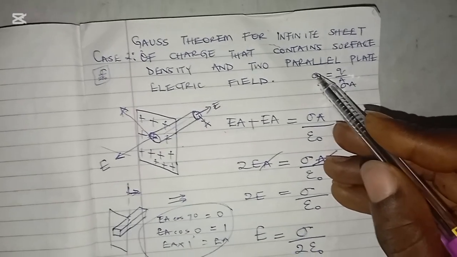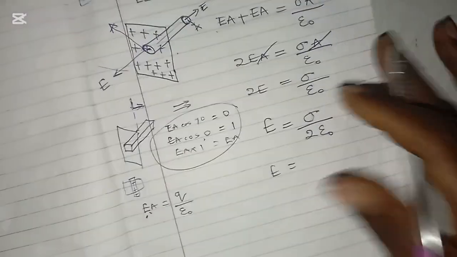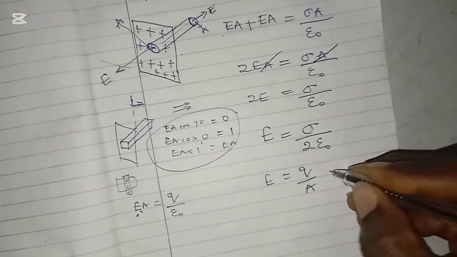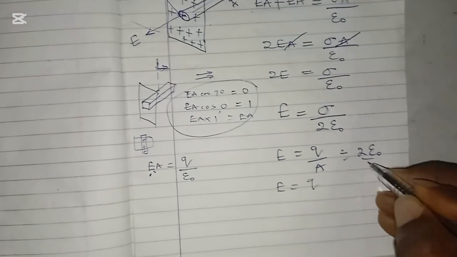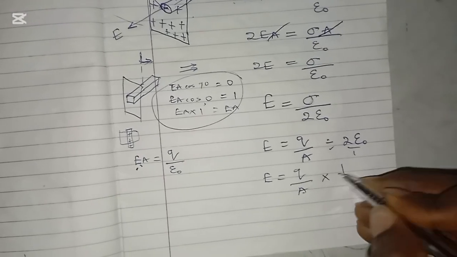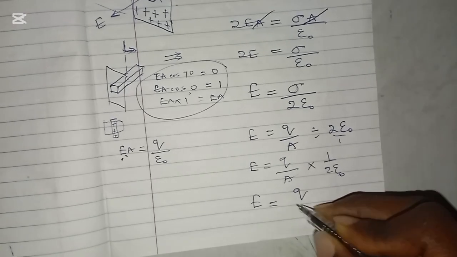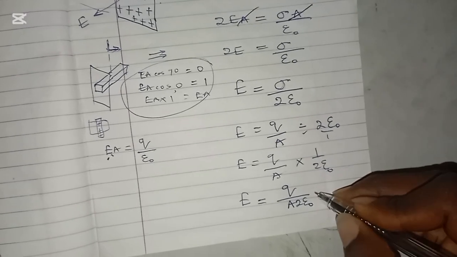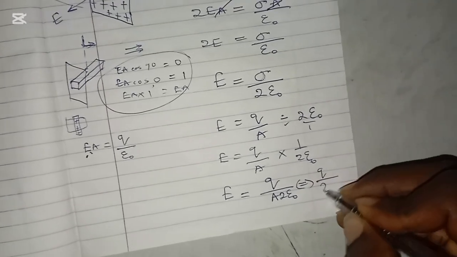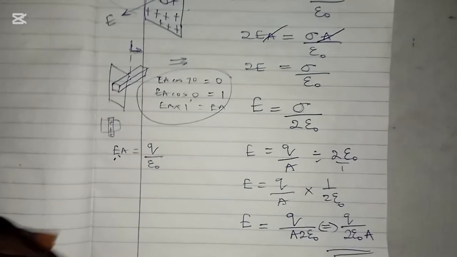Let's go back and see that surface density is given by charge over area. So let's replace surface density with charge over area divided by 2E0. So E equals Q over A, times 1 over 2E0. So E is the same thing as saying Q over 2E0 A. So note this. Have this in mind.